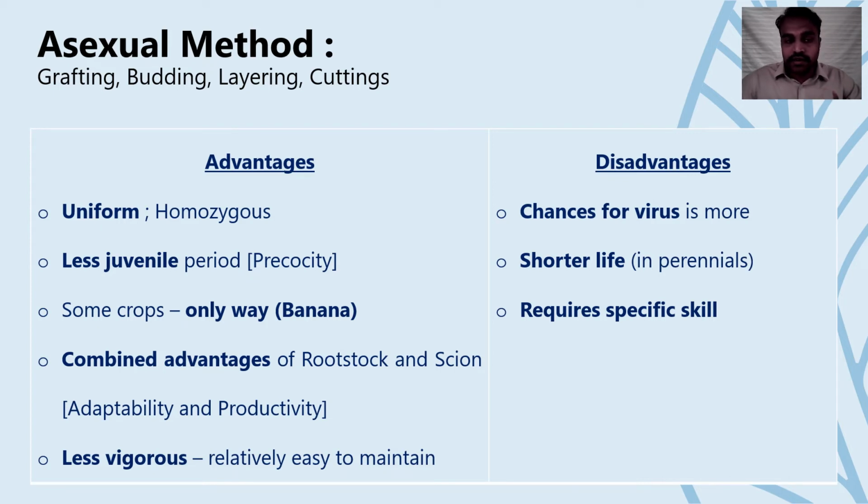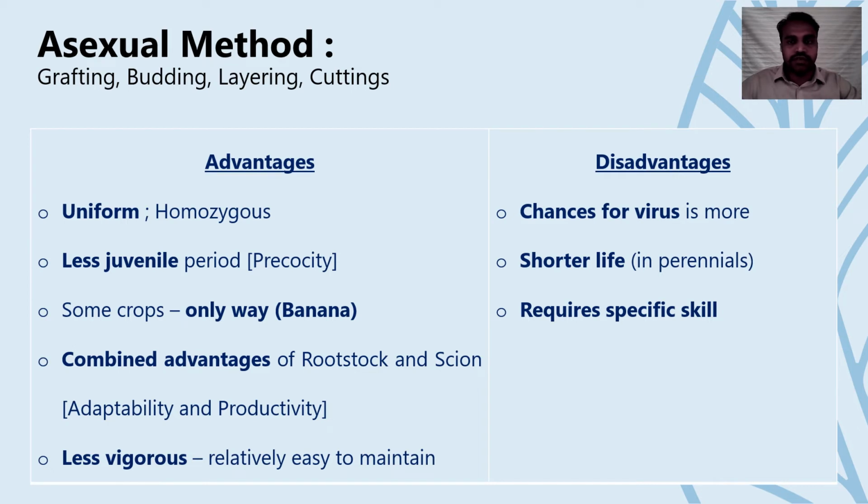Another important advantage of asexual propagation, especially grafting and budding, is you get the combined advantages of both rootstock as well as scion. So this gives a chance for adaptability while also increasing the productivity. And these are relatively less vigorous, so maintaining, training and pruning is relatively easy when you're comparing with your sexually propagated one.